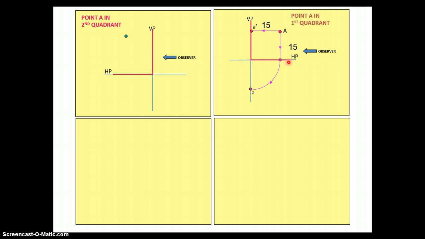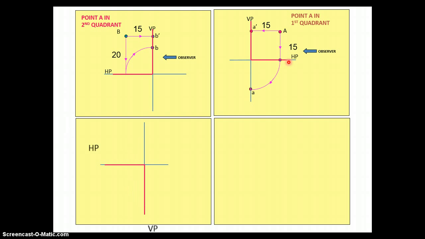Then the point B is in the second quadrant, which is 15 mm behind the VP and 20 mm above the HP. So B dash is the point which is visible in the front view direction, that is in the blue arrow observation direction, and this is the top view direction. To make it visible, again the point B is rotated in clockwise direction along with the horizontal reference plane. So B and B dash points lie above the XY line. So this is the projection of the second quadrant.